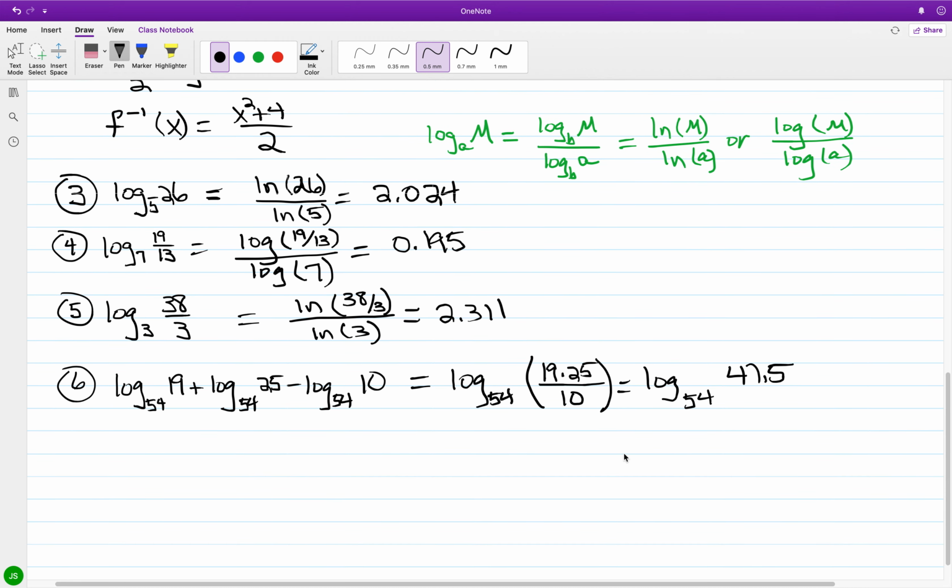And I can follow through utilizing the change of base formula. We'll just go with the base 10 logarithm on this one. So you have the base 10 logarithm of 47.5 divided by the base 10 logarithm of 54. And taken to the nearest 3 decimal places, we have approximately 0.968.